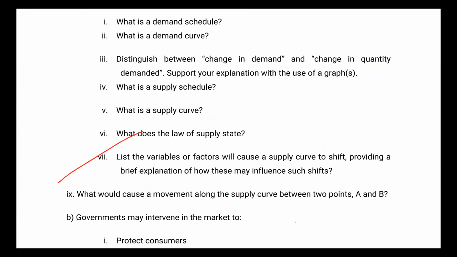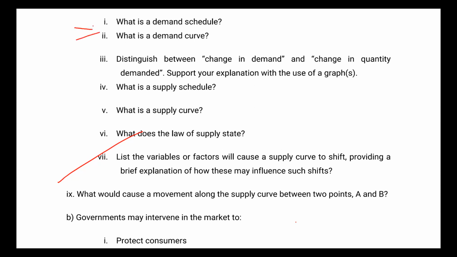And it says, list the variables or factors that will cause a supply curve to shift. In each case, provide a brief explanation of how these may influence such shifts. We're talking about the factors that cause a shift in the supply curve. You can start with them.